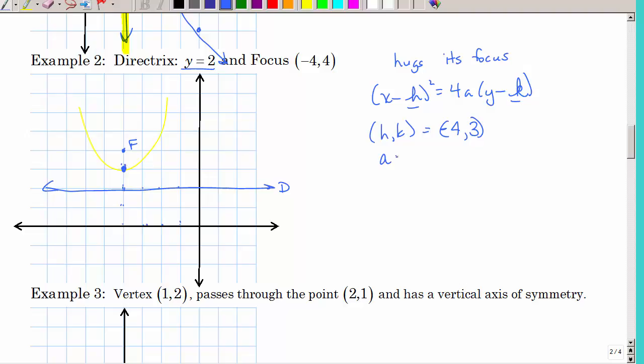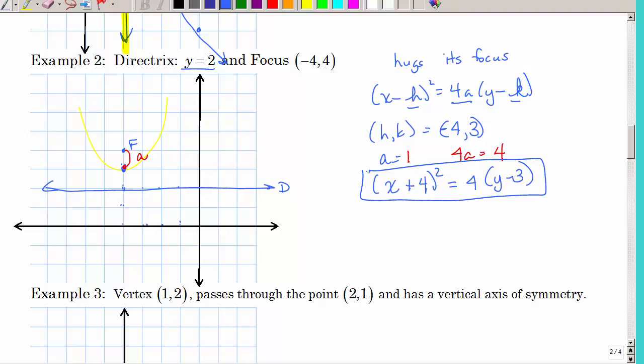Now I need to know what a is. Again, a is the distance between your vertex and your focus. So a is 1. So 4a is 4. So here's my equation. x minus negative 4 equals 4a times y minus 3.